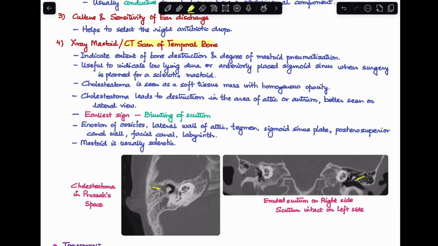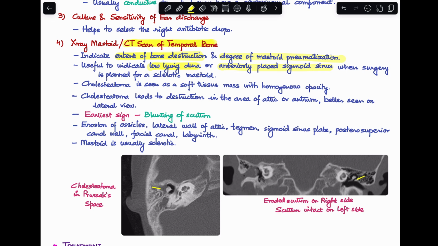We prefer a CT scan of the temporal bone nowadays. This will help you in indicating what is the extent of bone destruction that you're gonna see here and what is the degree of mastoid pneumatization. It will also help you in finding whether there is any presence of a low-lying dura or anteriorly placed sigmoid sinus when you are planning surgery for a sclerotic mastoid. That will caution you towards being careful when you approach those particular areas.